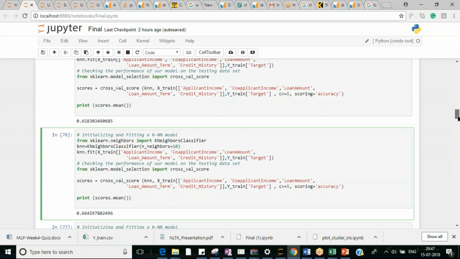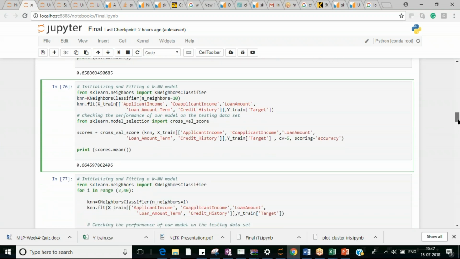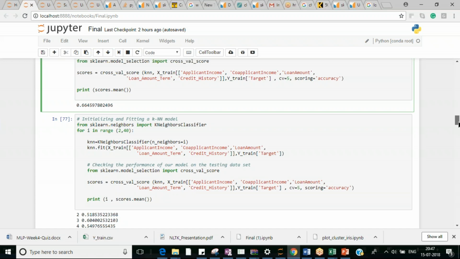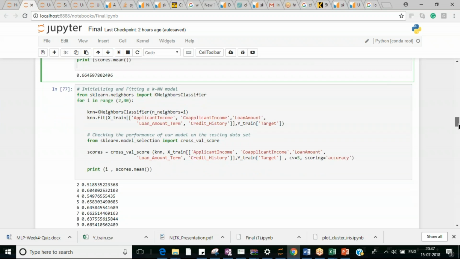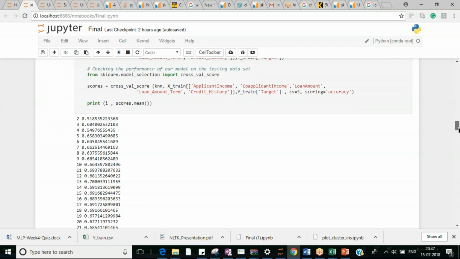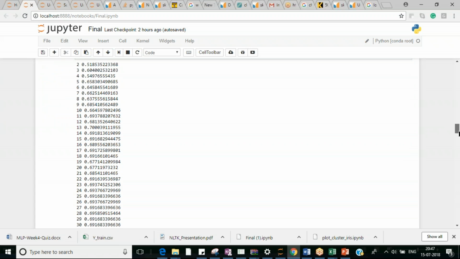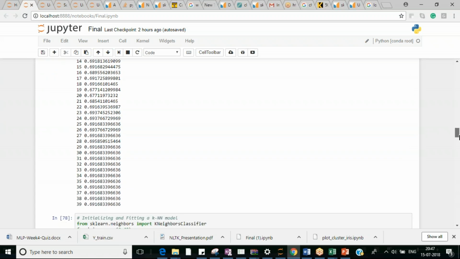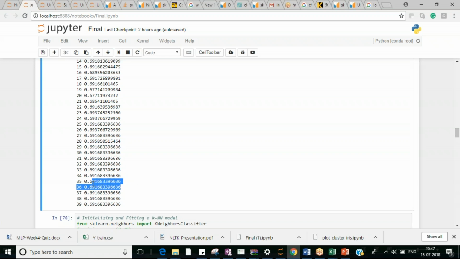Are you guys following? Yes. Okay. Now see how my scores vary if I change the nearest neighbors from 2 to 40. After this point it is still not good. It becomes saturated. It doesn't change much.